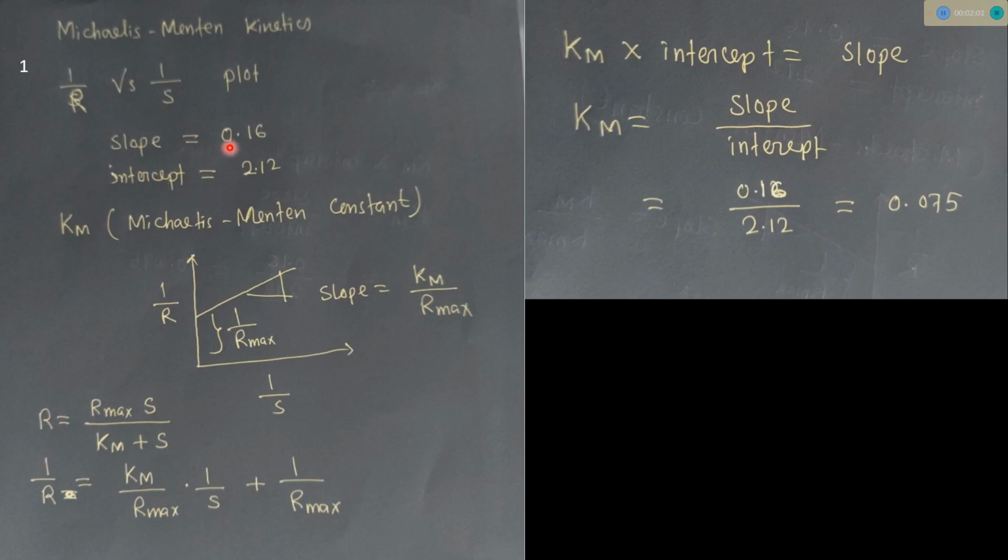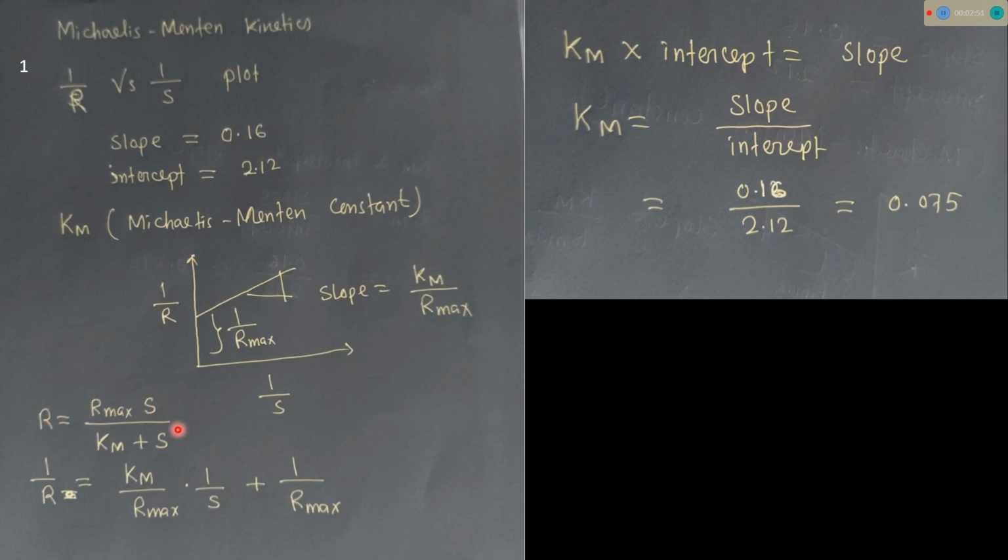In the question, the slope is given as 0.16, I'm not mentioning the unit, and the intercept is 2.12. It is mentioned that these are from the plot of 1 by rate, the reciprocal of rate, versus 1 upon substrate concentration. From this graph, the slope is 0.16 and the intercept is 2.12. From these values we have to find Km, the Michaelis-Menten constant.